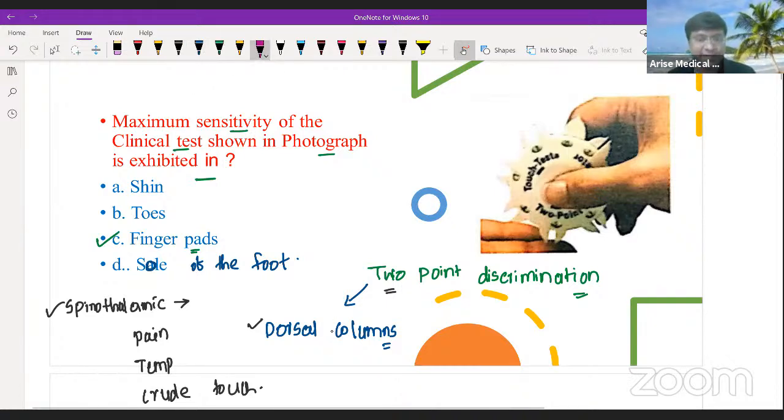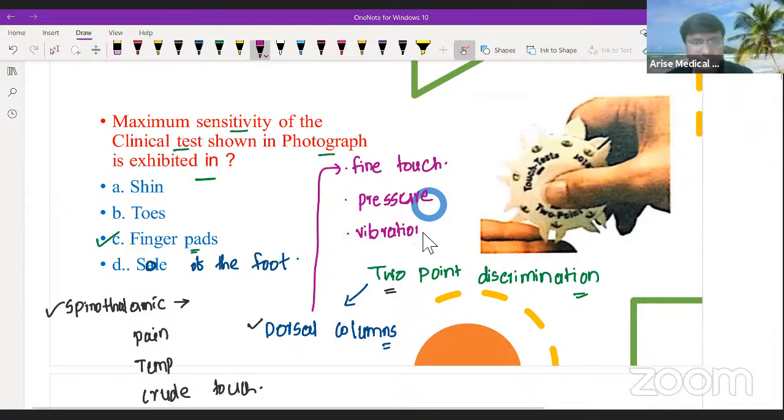And what are the other sensations which are carried by your dorsal columns? The other sensations which are being carried by your dorsal columns is the fine touch, then followed by that pressure, next vibration sense, and even your two-point discrimination, and the other important, conscious proprioception. So these are the sensations which are being carried by the dorsal columns. Whereas spinothalamic tract, it carries pain, temperature, and as well as the crude touch.